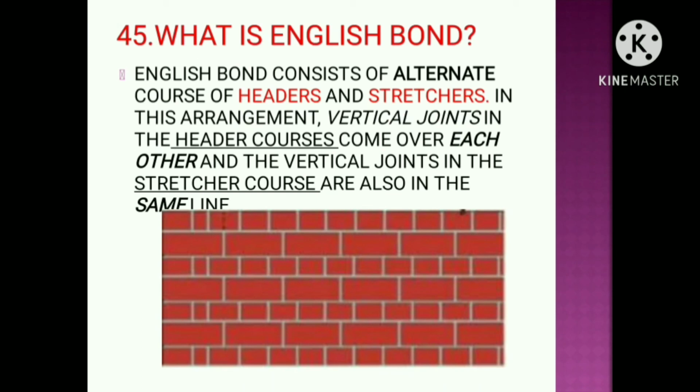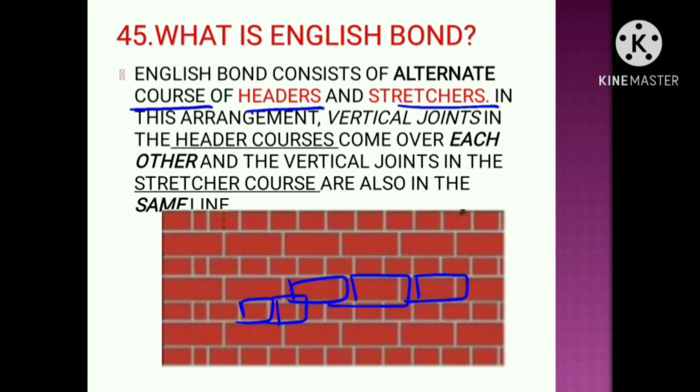English bond consists of alternate courses of headers and stretchers. So we can see here, this is the stretcher course and this is the header course. Like this, one course of header and one course of stretcher. In this arrangement, vertical joints in the header courses come over each other and the vertical joints in the stretcher courses are also in the same line like this.